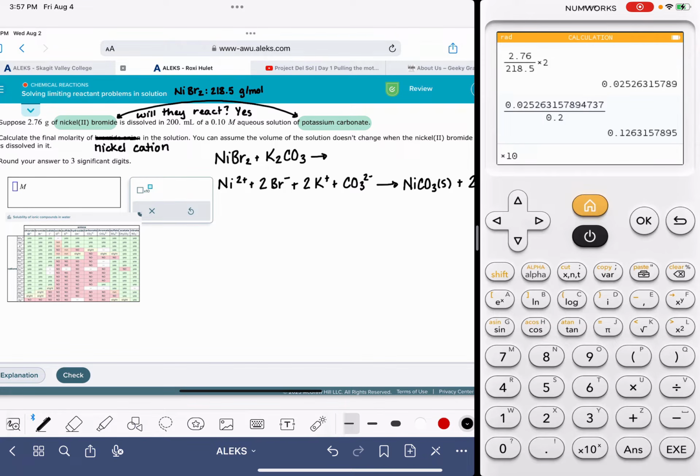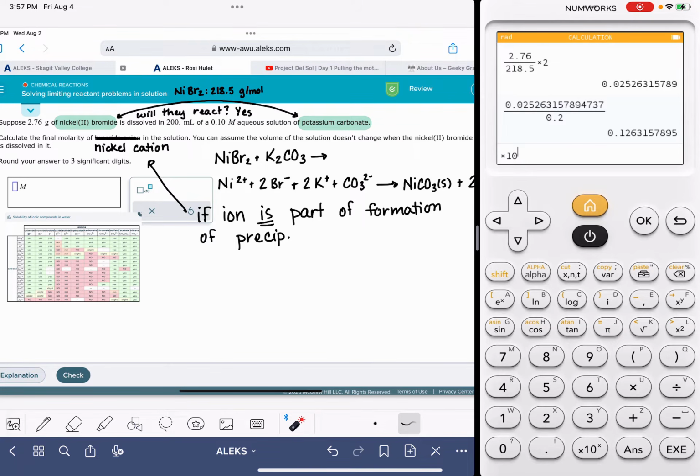Okay, so if we are being asked to solve for the nickel cation, if the ion that we are being asked to solve for is part of the formation of the precipitate, which nickel is, this is problematic because some of the nickel that we start with is going to be used to form this solid. Some of it is going to be left over and will be present in terms of calculating a molarity. So this makes this problem quite a bit harder.